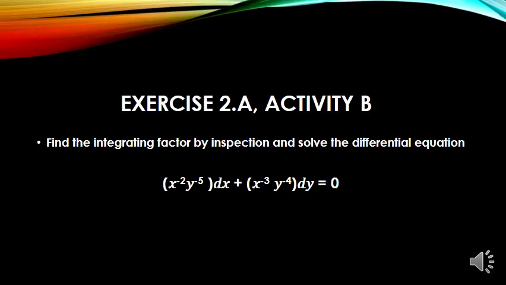Second exercise of activity B. Letter A. Find the integrating factor by inspection and solve the differential equation: x^-2 y^-5 dx + x^-3 y^-4 dy = 0.